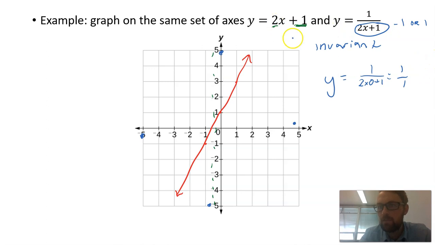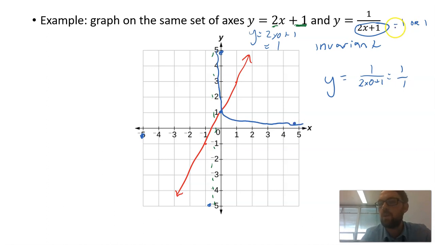If I put in 0 to the other equation, so y equals 2 times 0 plus 1, I also get 1. So we end up getting the same thing. So at 0, for our x, these are going to be the same. So they're both going to go through this point here. So the upper part of my hyperbola is going to look like this and cut through there.